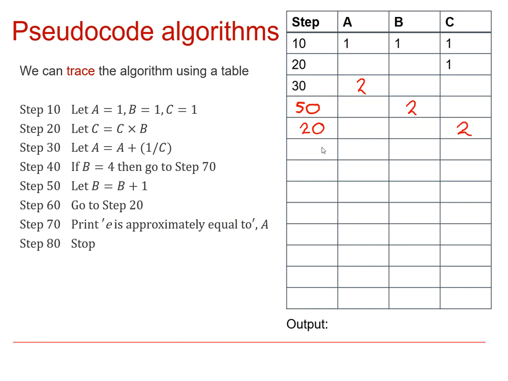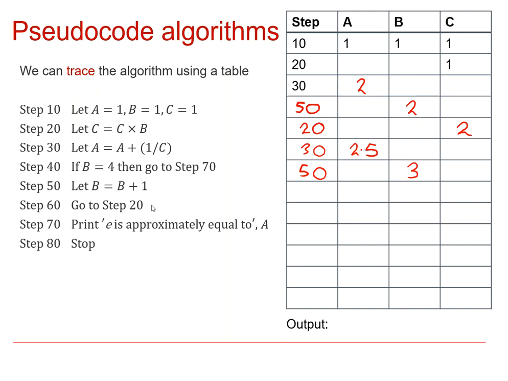Then 30, let A equal A plus 1 over C. So that is now 2 plus 1 over 2, so that's 2.5, or if we work in decimals, it's 2.5. Then on to step 40. If B equals 4, then, well, B is still not equal to 4, so we don't do that. So on to step 50, let B equal B plus 1. So line 50, B equals B plus 1, so that just means increase B by 1, so it was 2, it's now equal to 3.